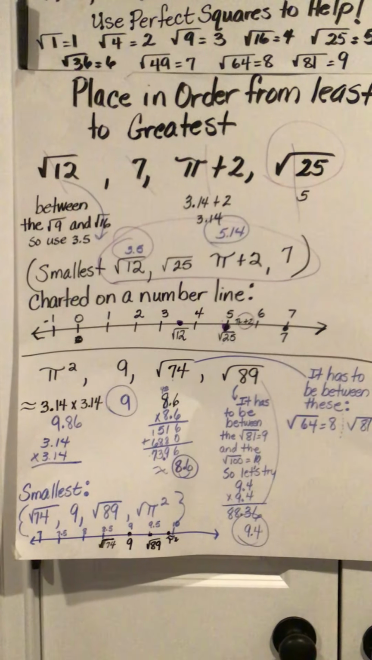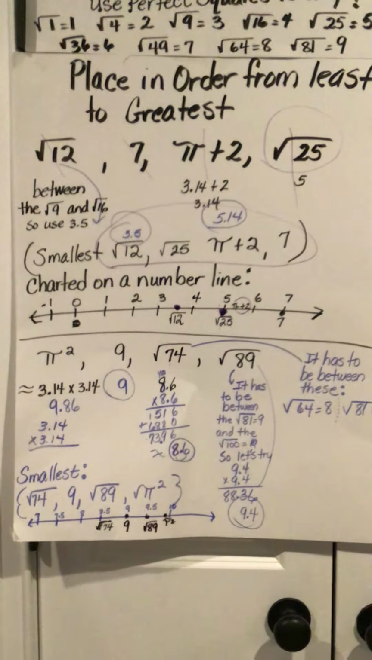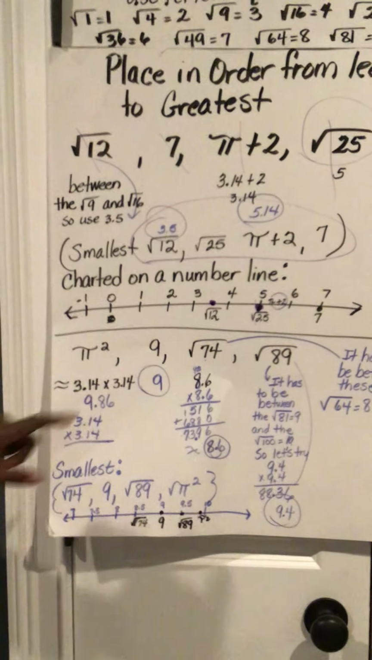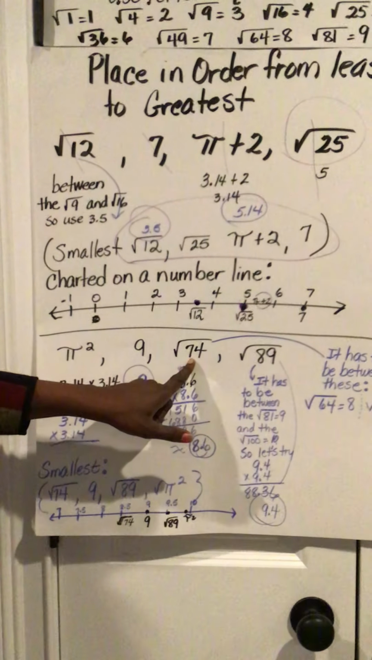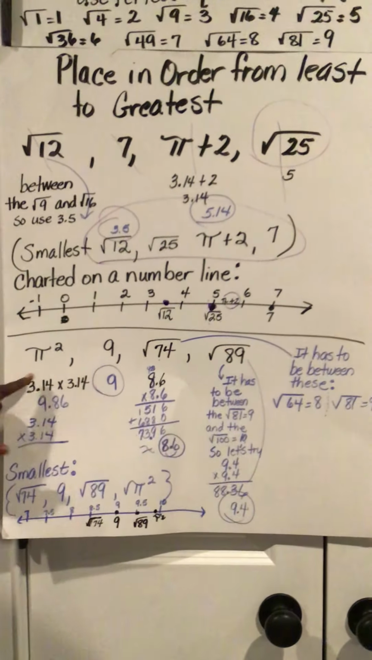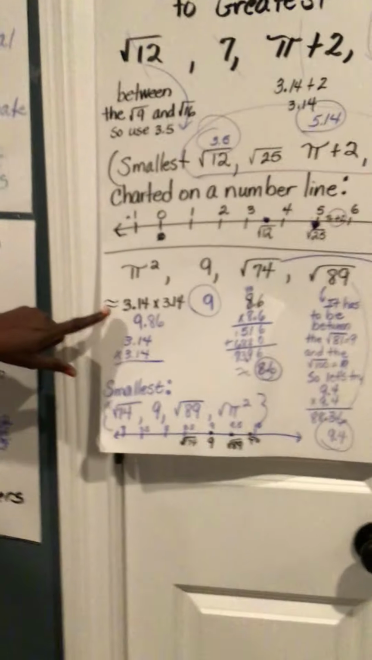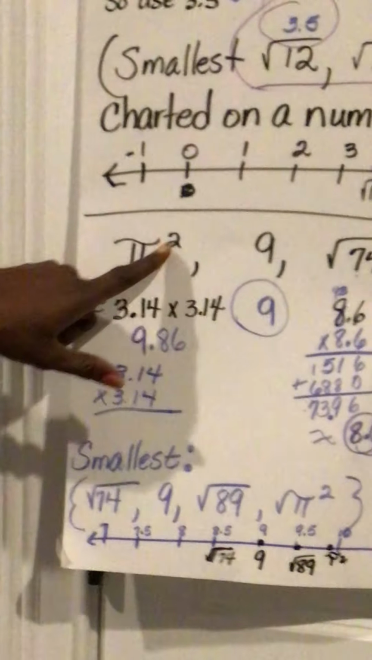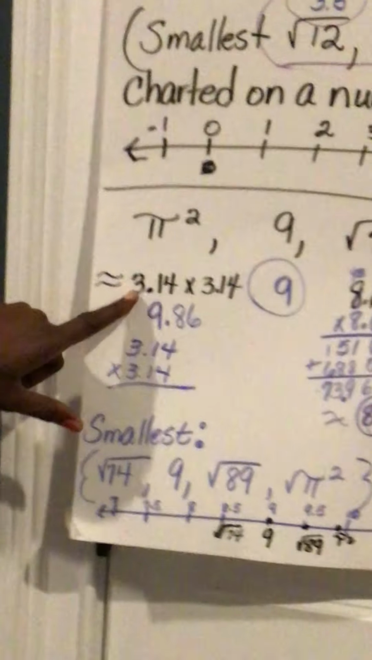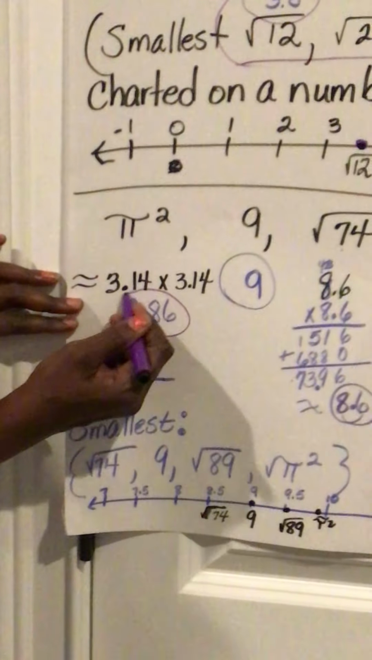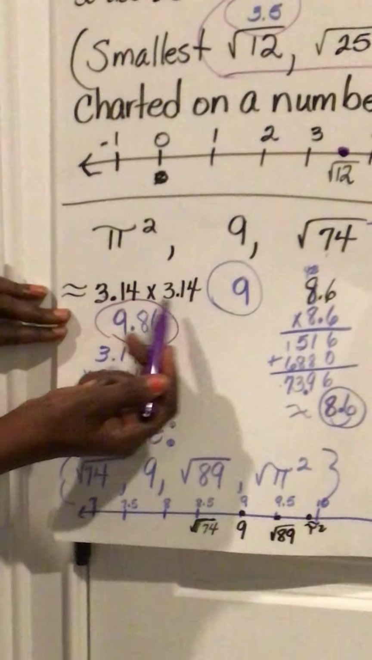We'll do one more, and then I'll leave you to work by yourself. We've got pi squared, the number 9, square root of 74, square root of 89. Pi squared. If you have your calculator, you're going to take 3.14. Squared means times itself. 3.14 times 3.14 is 9.86 when I multiply these.